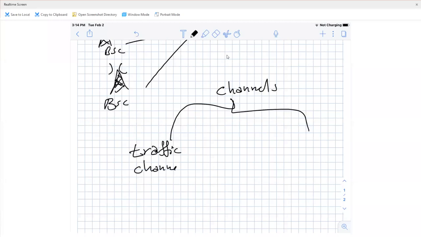Traffic channels and control channels. These are the basic types of what? Of channels. Basically, we have two kinds. First one will be the traffic. The second one will be the control channel.